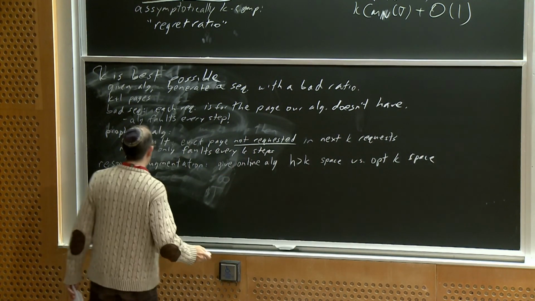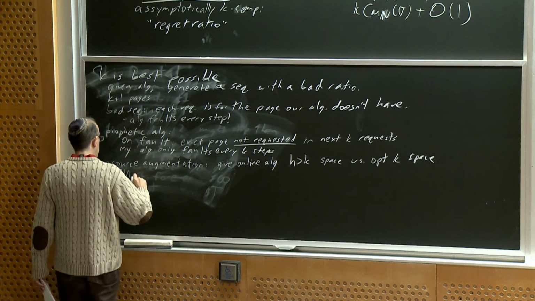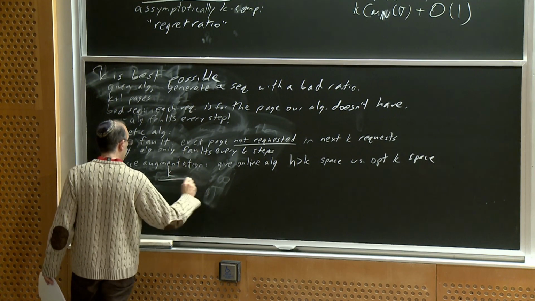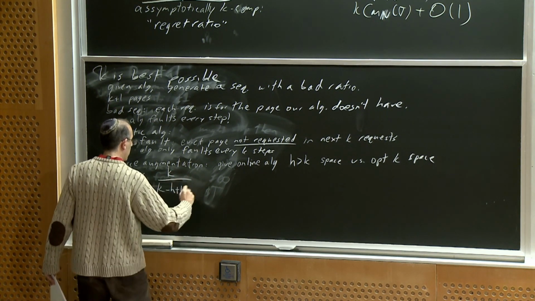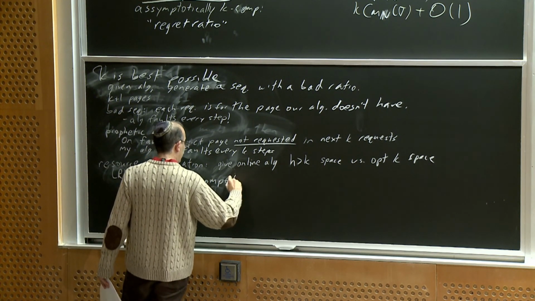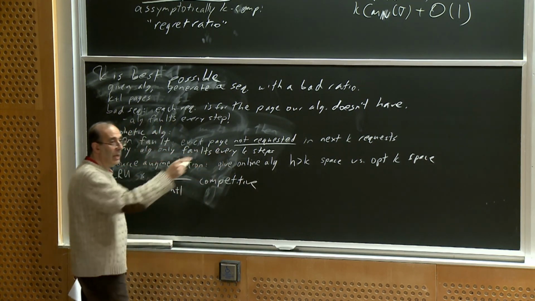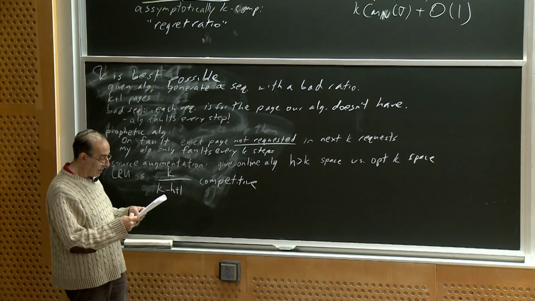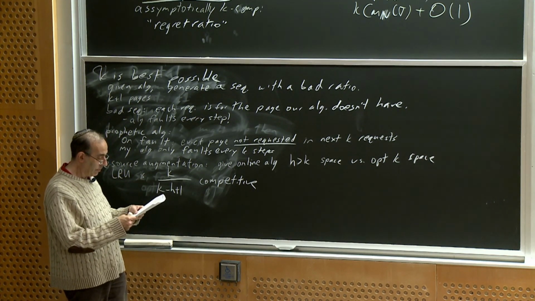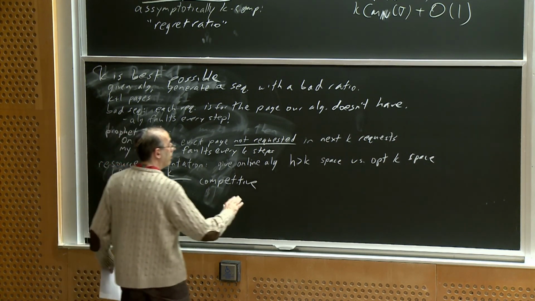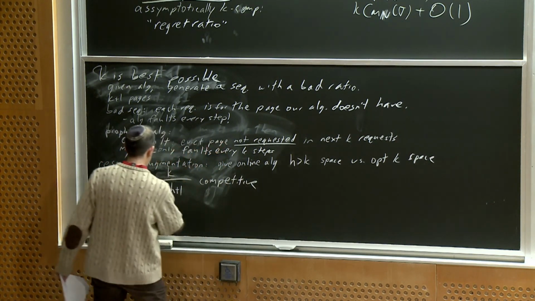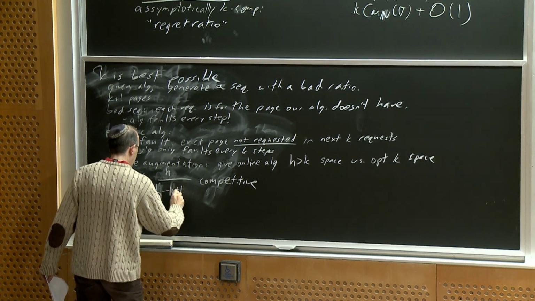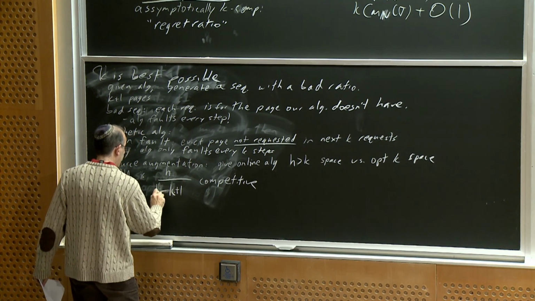It turns out that if you do that, if you take a little extra space, then LRU is k over k minus h plus 1 competitive. You can generalize the proof that I gave over there. So in particular, sorry, did I do that backwards? Yeah. It's h over h minus k plus 1 competitive, because h is bigger than k.